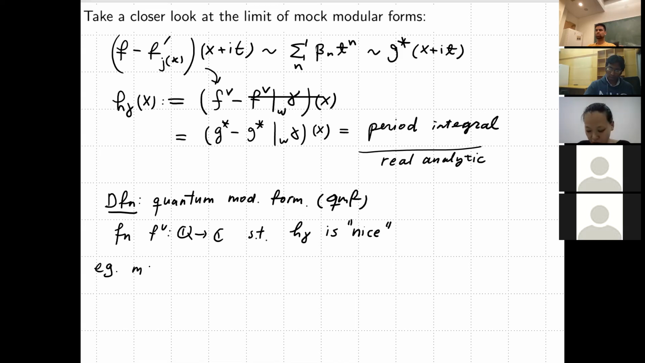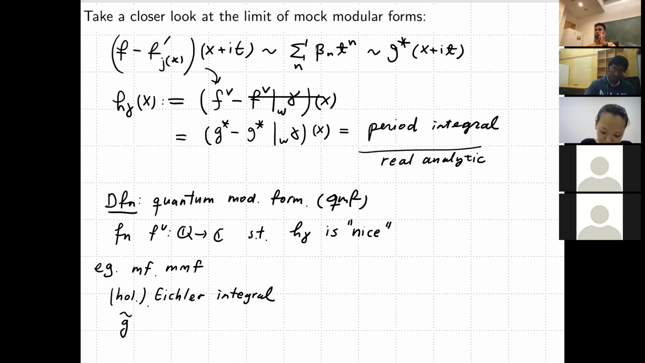So we have the trivial examples of modular forms and Mock modular forms. And some other example that we encounter is what's called the holomorphic Eichler integral, which is the holomorphic version, if you want, of the G star integral that we have seen. So now, for instance, for integral weight, it's literally such an integral.